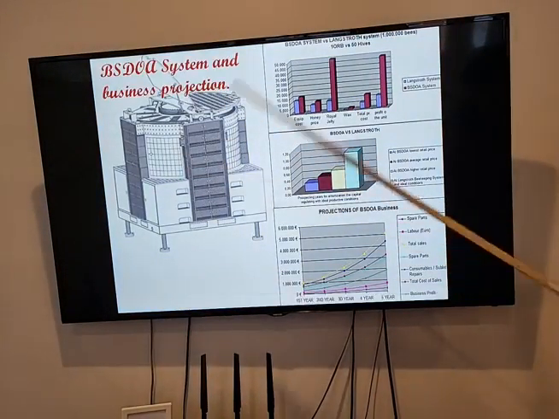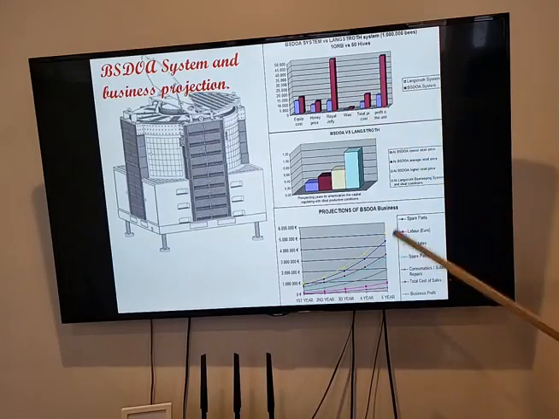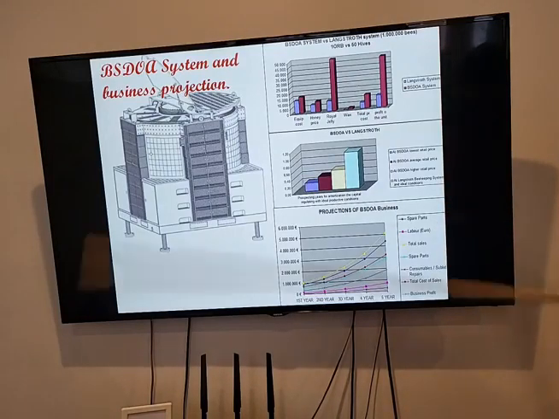Here is some statistics I found 12 years ago. Some figures, maybe not 100% correct because they are approximate. Bsdoa system and business projection. Anyway, let's go to the next.